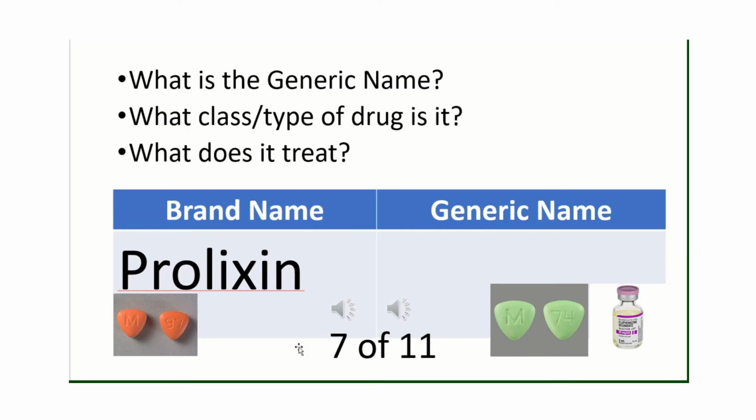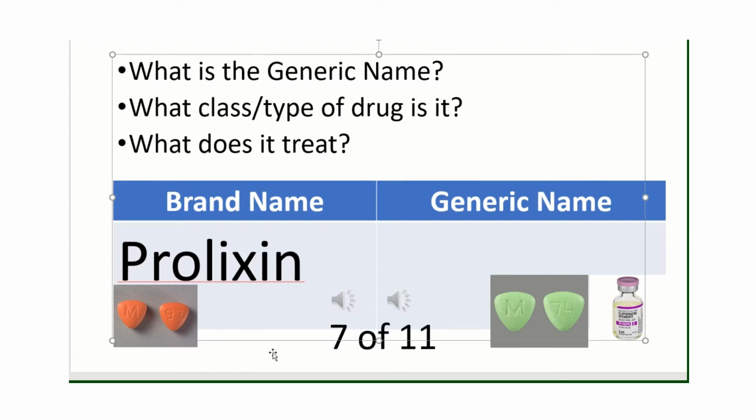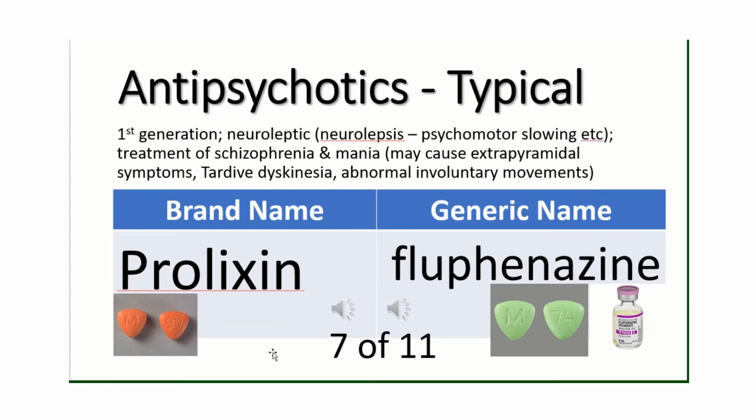What is the generic name for prolixin? What type of drug is prolixin? What does prolixin treat? The generic name for prolixin is fluvoxamine. Prolixin and fluvoxamine are typical antipsychotics. They treat schizophrenia and mania.